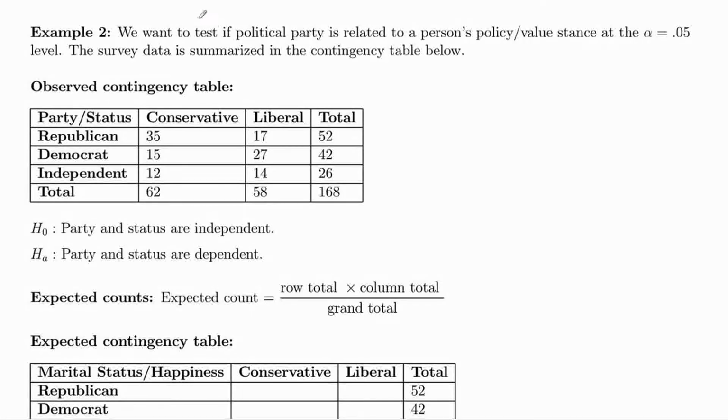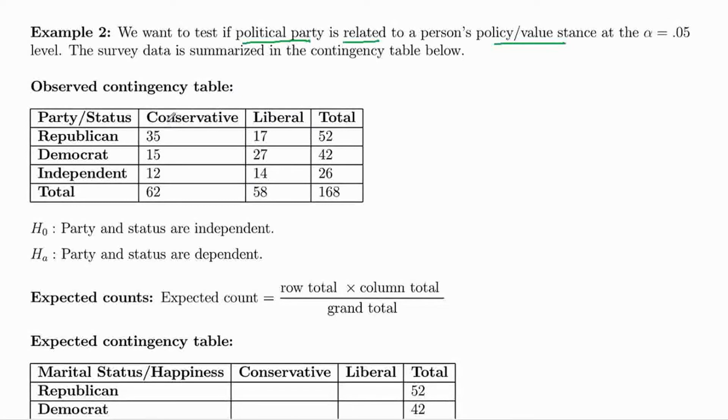So let's look at one more example of a chi-squared test of independence here. We want to test if political party is related to a person's policy or value stance at the alpha = 0.05 level. So these are two categorical variables, so this is going to be a test of independence. Here is our observed contingency table, so observed probabilities.